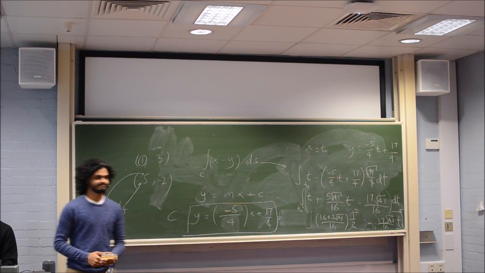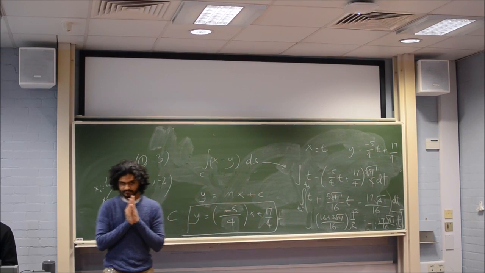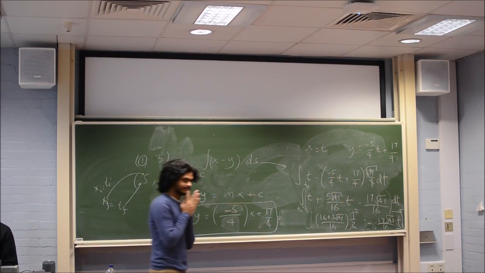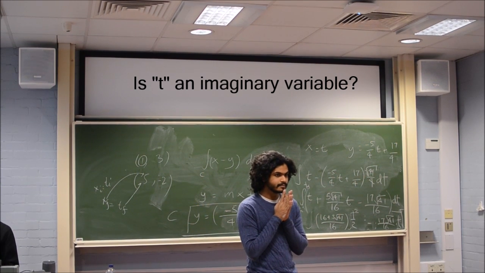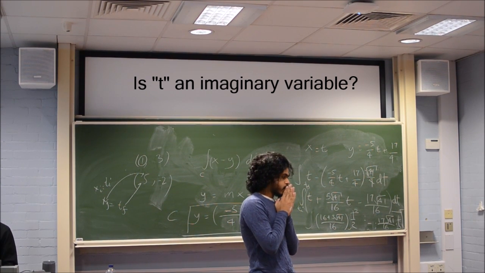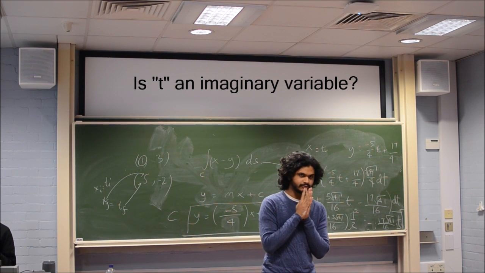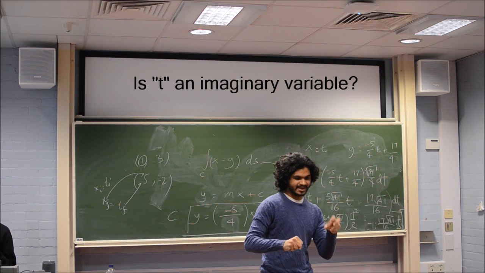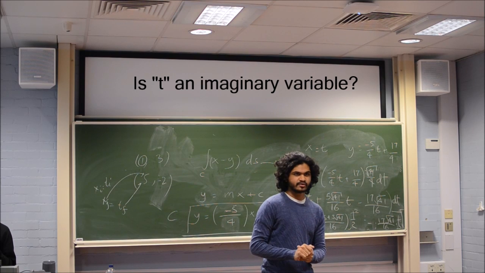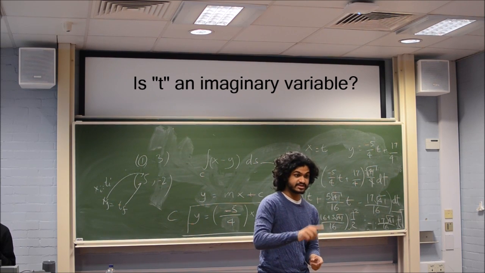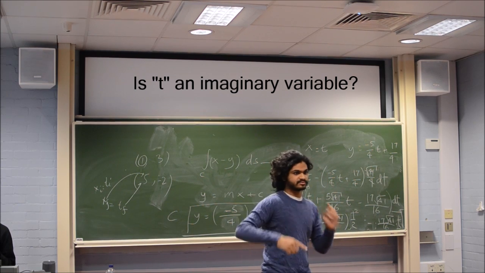Right. Any questions? Is t like the imaginary value? No, what you're trying to do is bring both x and y into the same variable. So if you give the value of t, you're essentially giving values of x and y. So it's not the z value.